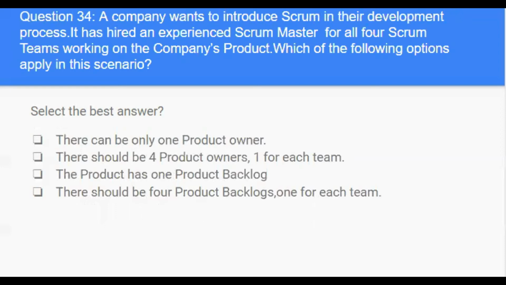Next question. A company wants to introduce Scrum in the development process. It has hired an experienced Scrum Master for all four Scrum teams working on the company's product. Which of the following options apply in this scenario? Options. There can be only one product owner. Second, there should be four product owners, one for each team. Third, the product has one product backlog. Fourth, there should be four product backlogs, one for each team.